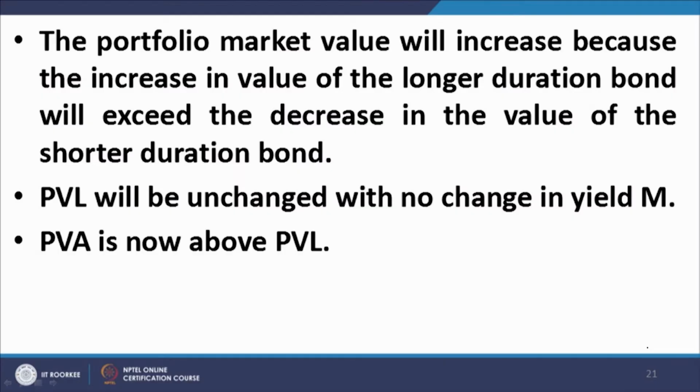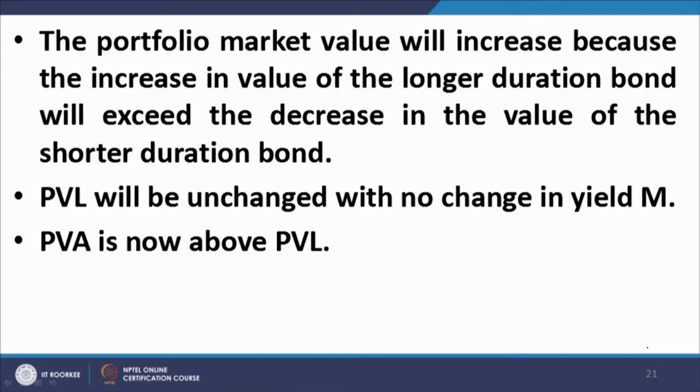As far as the present value of liabilities is concerned, it will not change because we are assuming that the intermediate rates are unchanged by the flattening of the curve. So, the portfolio market value will increase because the increase in value of the longer duration bond will exceed the decrease in value of the shorter duration bond. Present value of liabilities will remain unchanged with no change in yield of M, and therefore, the present value of assets will now be above present value of liabilities, assuming that the two were equal to start with before the change, before the shift. The impact of the shift will be that the present value of assets will now be above the present value of liabilities.